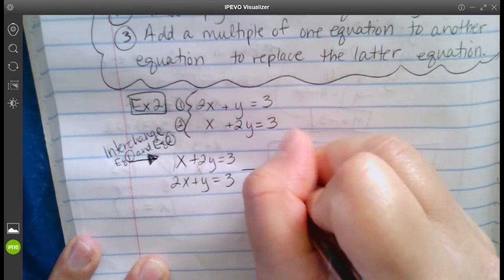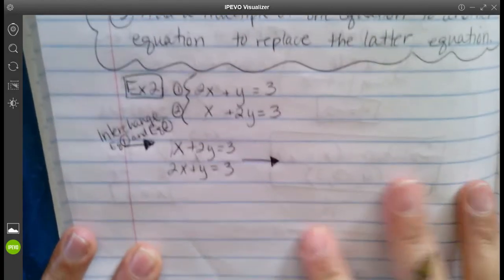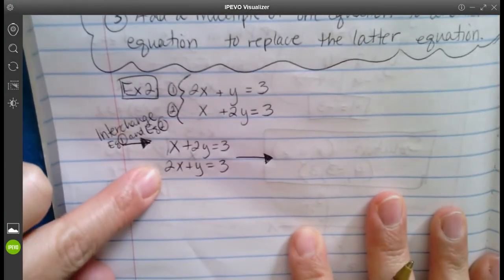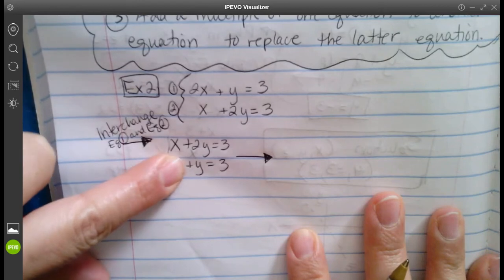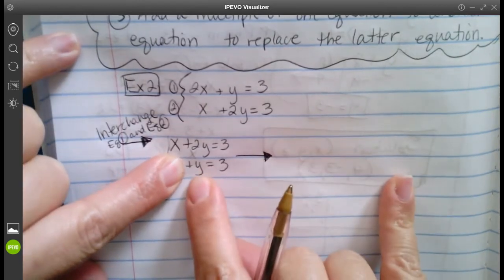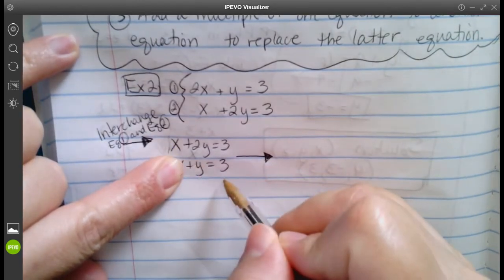Next, I can see that for the second equation to be in row echelon form, I have to get rid of that 2x, because then I'll have the y, the step that you wanted.